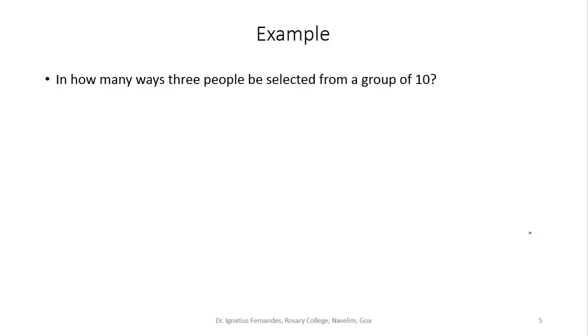So we'll continue with some examples on these combinations. In how many ways can 3 people be selected from a group of 10? So we want to select 3 people from a group of 10. So there is a group of 10, so n is equal to 10, and I want to select 3 people, so r is equal to 3, and it is about only selection, so we are using combinations. So the number of ways I can do it is 10C3.